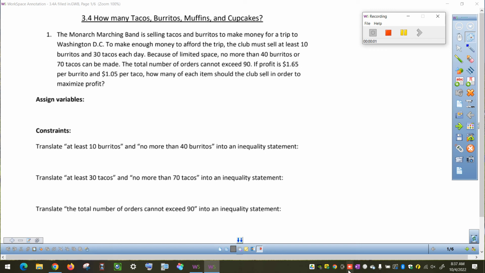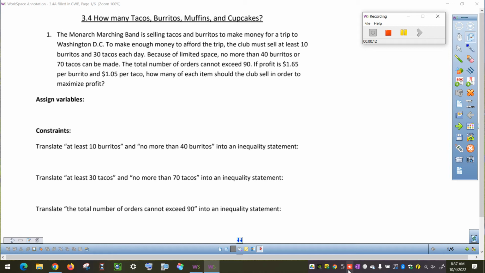So first question here. It says that the Monarch Marching Band is selling tacos and burritos to make money for a trip to Washington, D.C. Now, to make enough money to afford the trip, the club must sell at least 10 burritos and at least 30 tacos every day. Now, because of limited space, no more than 40 burritos or 70 tacos can be made. The total number of orders cannot exceed 90.